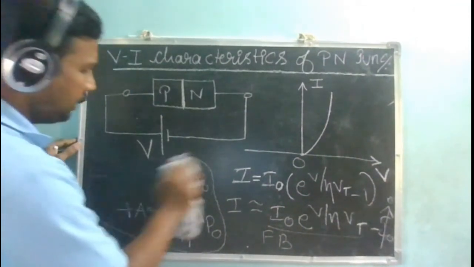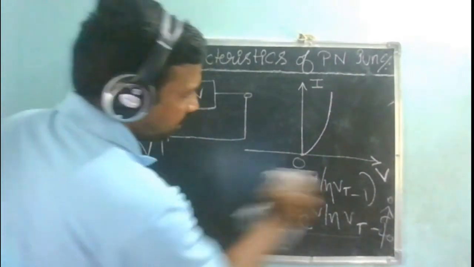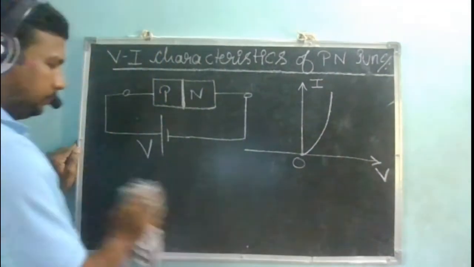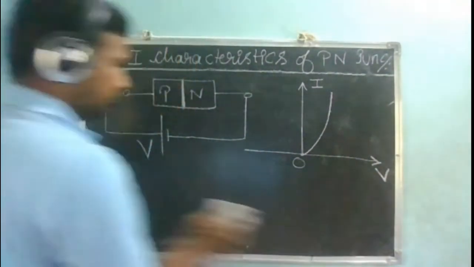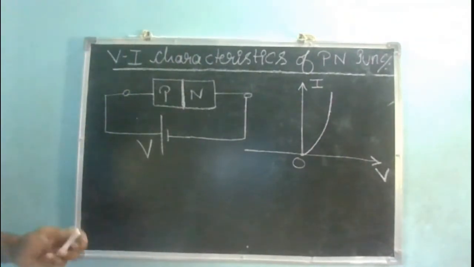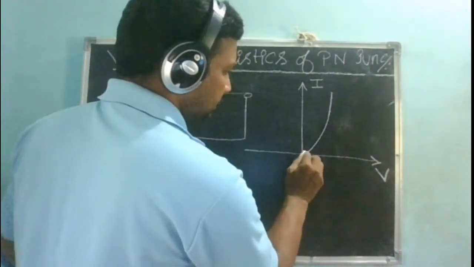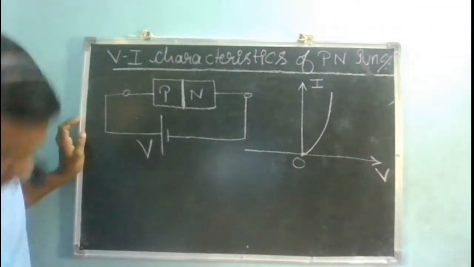So now can you tell me, how does this current in the forward bias come about? Why is it taking exponential form? When a forward bias is applied, why is it taking exponential form?